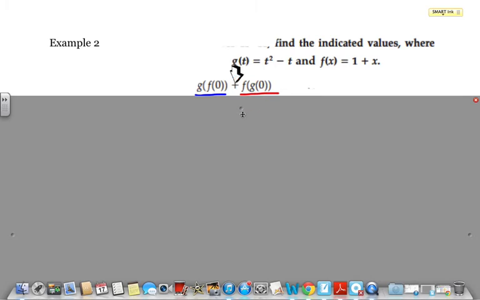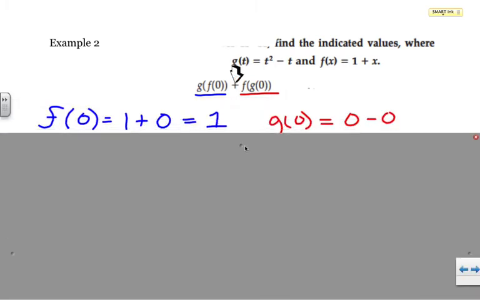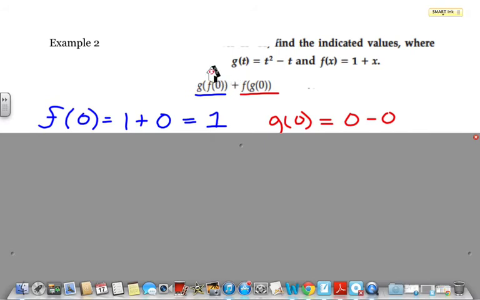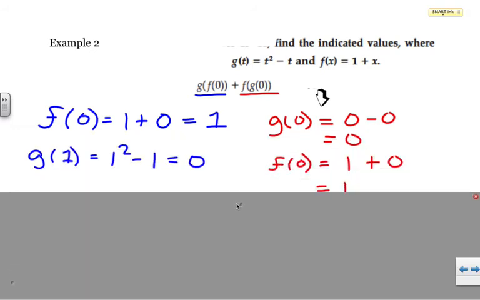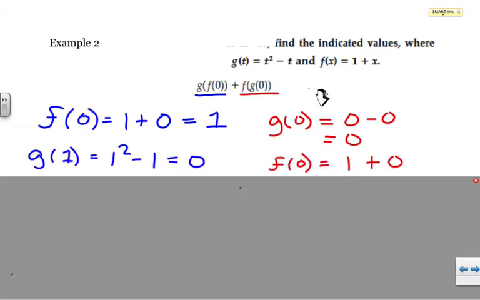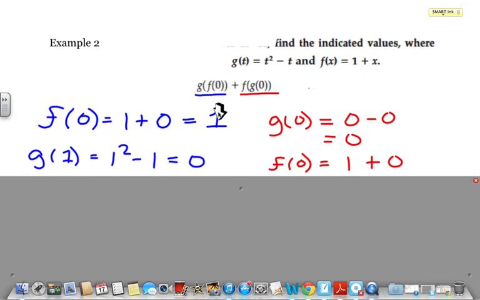Again, working inside out. So we're going to look at, first of all, the very insides. Okay, f of 0 and g of 0. So f of 0, if I plug 0 into the f function, where the x is, I get 1 plus 0 equals 1. And then if I plug 0 into the g function, I get 0 squared minus 0 equals 0. So now I know what f of 0 and g of 0 is. Okay. So now I can do the second part of my function. Once I know this, I can plug it in.